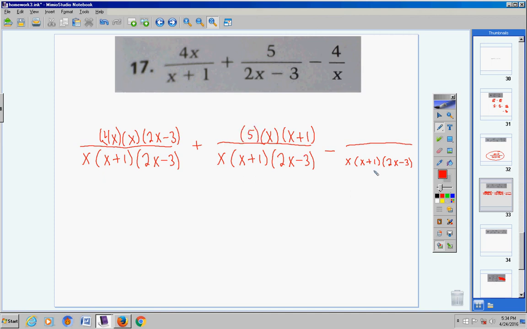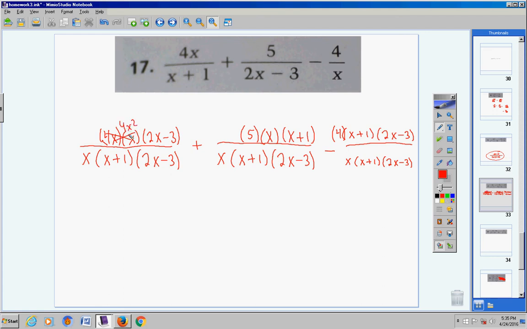And then what do I have extra here that I don't have here? Well, these two parentheses right here. So I'll put those right up top to balance the fraction and then bring down your 4 from right here. And now we have a bunch of simplifying to do, so here we go, students. Stay with me. 4x times x is 4x squared.